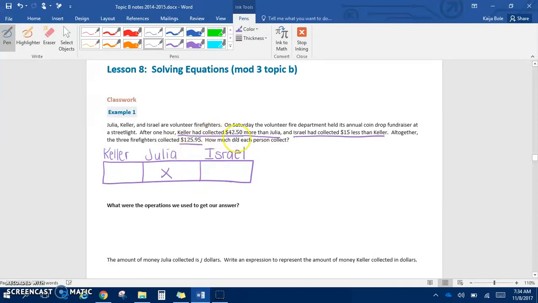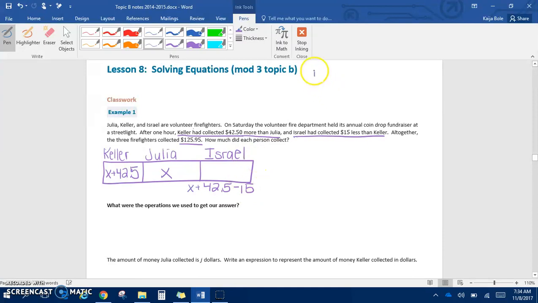Now we know that Keller collected $42.50 more than Julia, so that means Keller would be X plus 42.5. And now Israel here, it says, collected $15 less than Keller. So before we fill in his box, that means that Israel would be X plus 42.5 minus 15.